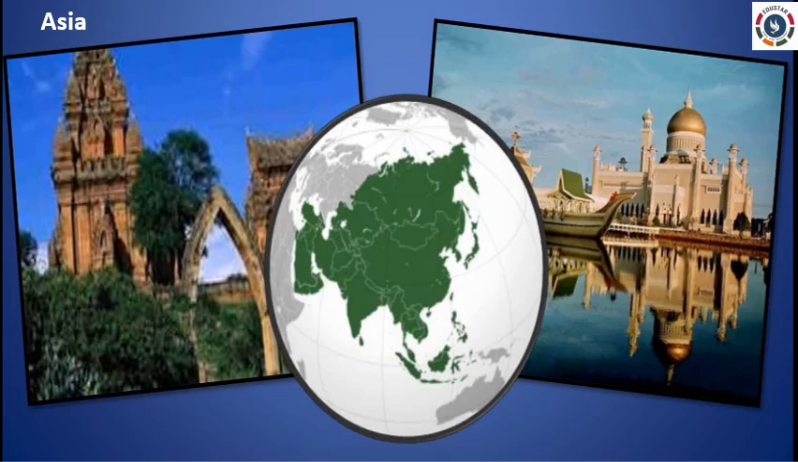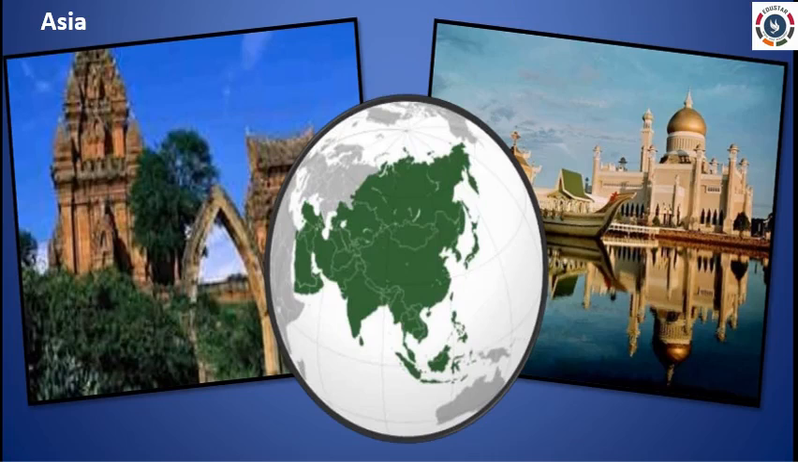First we will see about Asia. Asia is the largest continent and covers 1/3 of the land area of Earth. It is surrounded by oceans on 3 sides: Arctic Ocean to the north, Pacific Ocean to the east and Indian Ocean to the south. It has Mount Everest, which is the world's highest peak, and the Dead Sea, which is the world's lowest point on land.